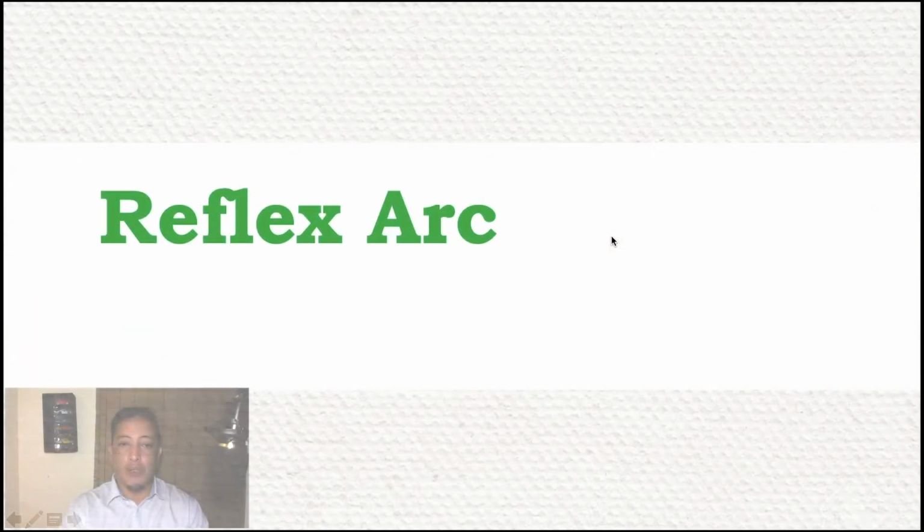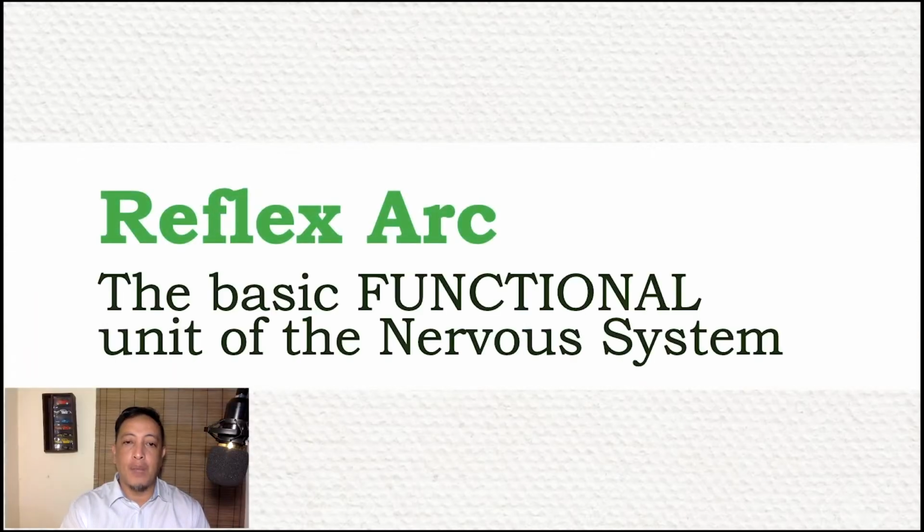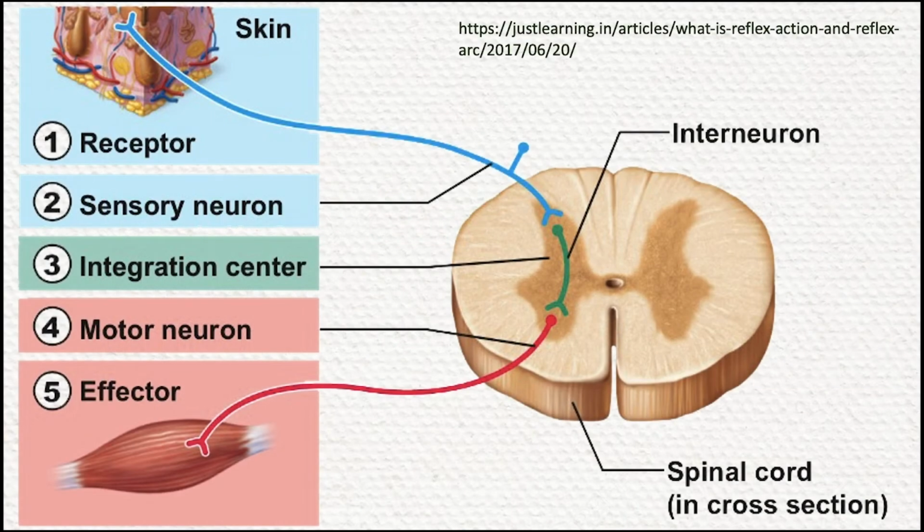Now we go to the reflex arc. The reflex arc is the basic functional unit of the nervous system, although other literature will say that the neuron is the basic structural and functional unit. Other literature says that it is the reflex arc which is the functional unit of the nervous system. Why is it the functional unit of the nervous system? The reflex arc contains 5 complete components of a functional unit.